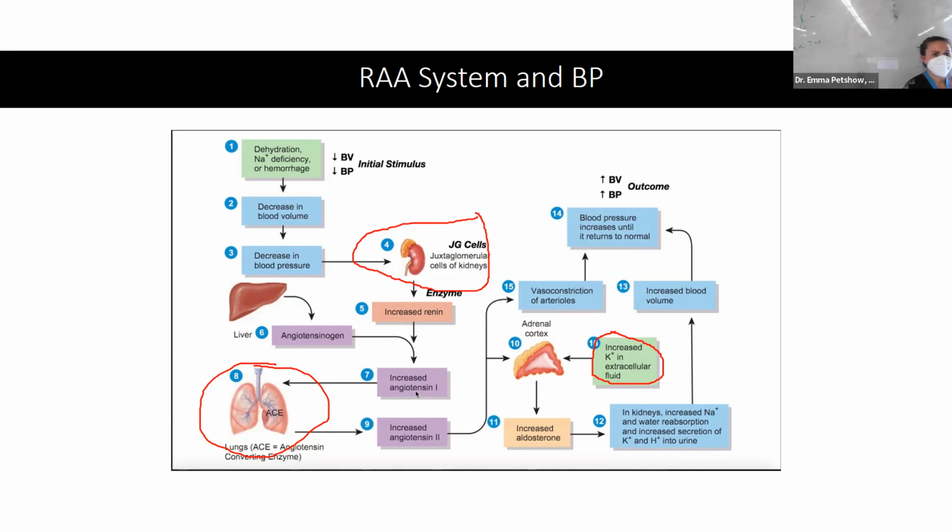Okay, how are we doing? So far, okay? Big picture: kidney, renin; angiotensinogen, liver. Renin converts angiotensinogen to angiotensin 1. ACE from the lungs converts angiotensin 1 to angiotensin 2. Angiotensin 2 does all the things, right? You got that down? You know RAA, you know the system.